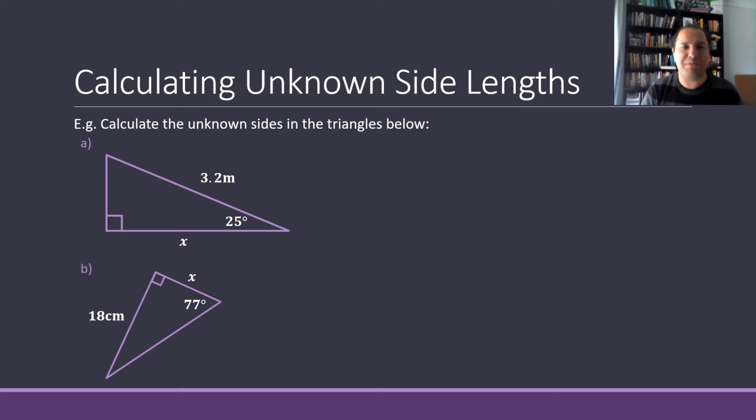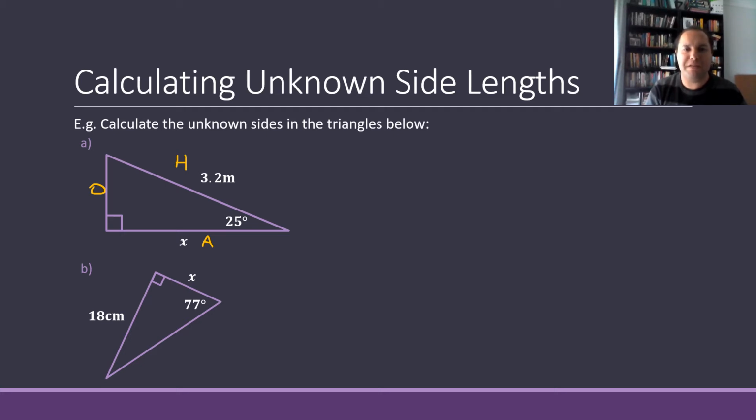Alright, so a couple of examples. Calculate the unknown sides in the triangles below. Our first step is to label our sides. So we've got our hypotenuse is the long one, our adjacent is the side next to our reference angle, and our opposite side is on the other side of our reference angle.